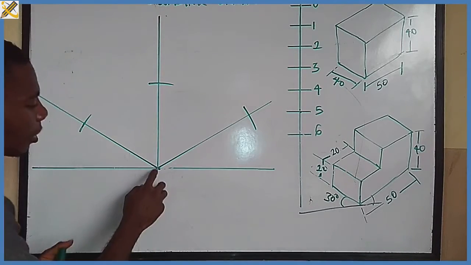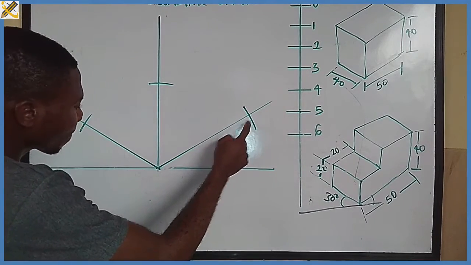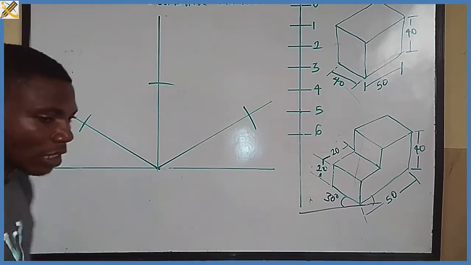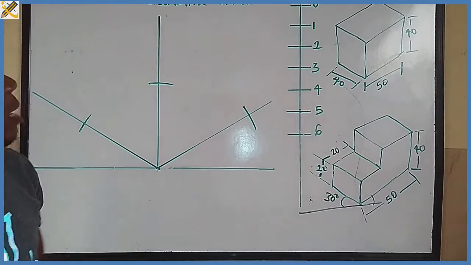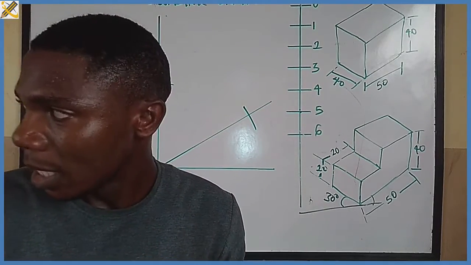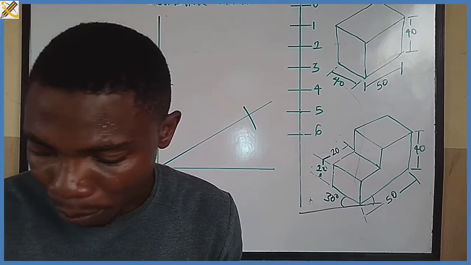So from this junction to this area is 50. This junction down here is 40. This junction to the top here is 40. So what do I do now? Just relax and follow me as I proceed.